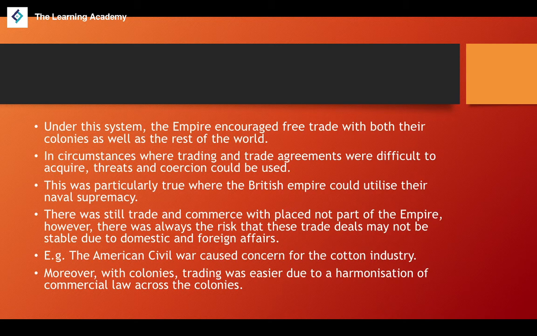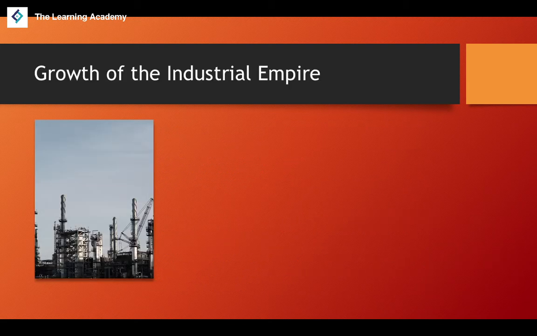Okay, and this is something that is done quite often. If we talk about things like the European Union, there is a lot of harmonization of law, where all the member states within the European Union have similar laws regulating the same things to make it easier for trade, for example. And this is the exact same thing with the British Empire. They would harmonize commercial law across the colonies to make it easier for trade agreements and trade arrangements to take place. So let's talk about the growth of the industrial empire.